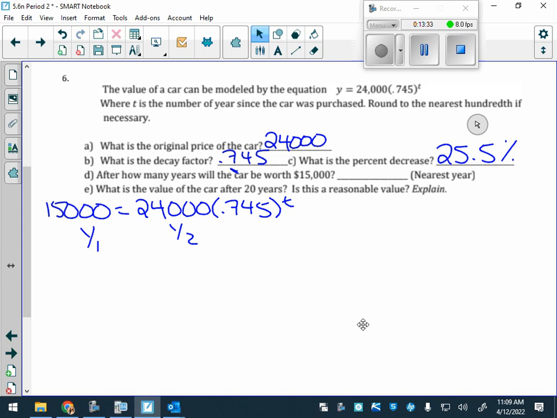Now, what is the value of the car after 20 years? Sam, go ahead. $66.57, you said? Okay, is that reasonable? Okay, so what we did is, what is the value of the car after 20 years? Take your model at the top and plug in 20 for T. Okay? Any questions about the warm-up? Okay. Any questions about the homework?